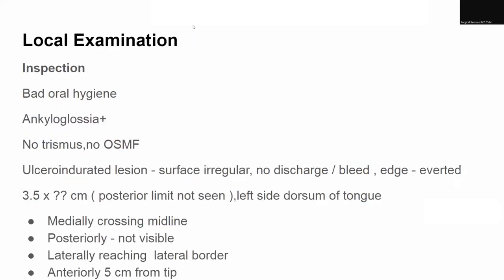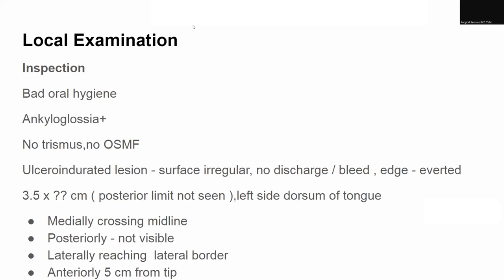Coming to local examination of the oral cavity, on inspection the patient has bad oral hygiene. There is severe ankyloglossia, no trismus, no features of oral submucous fibrosis. There is an ulcero-indurated lesion with an irregular surface and no discharge or bleed. Its edges are everted. The size of the lesion is 3.5 centimeter. The other dimension I could not measure on inspection because the posterior limit of the lesion was not seen.